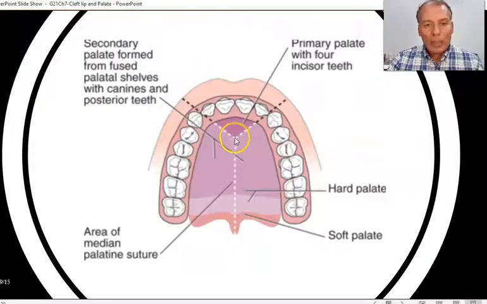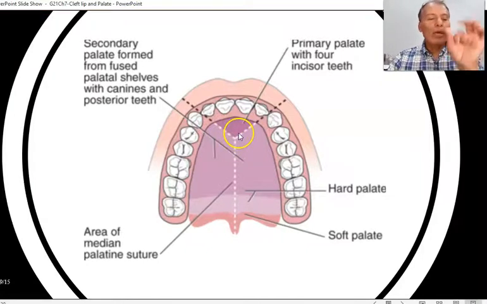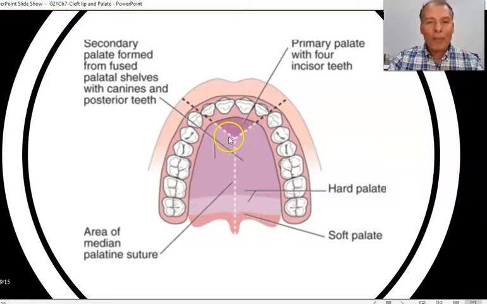He had, in between here, in this little spot, where the palatal shelves meet with the premaxilla or the primary palate, in this little area here, the tissue did not fuse. There wasn't enough tissue. There was like a hole the size of a dime. That is called the fistula.